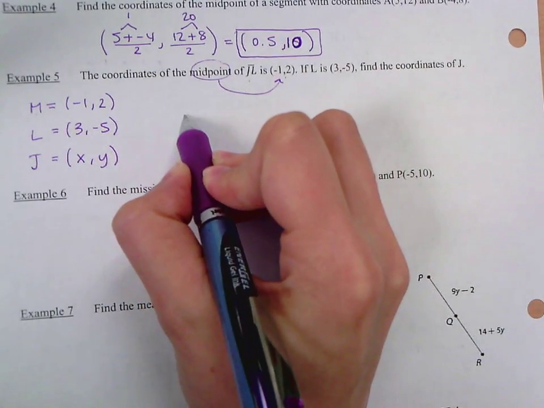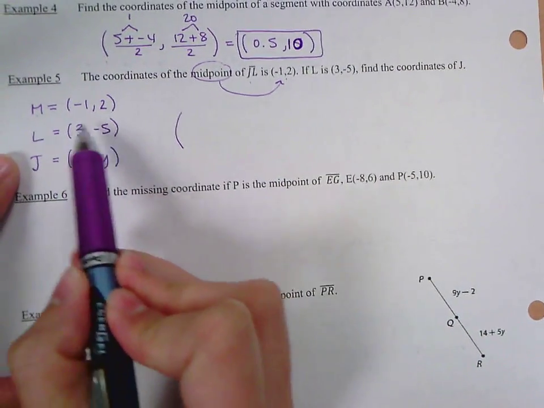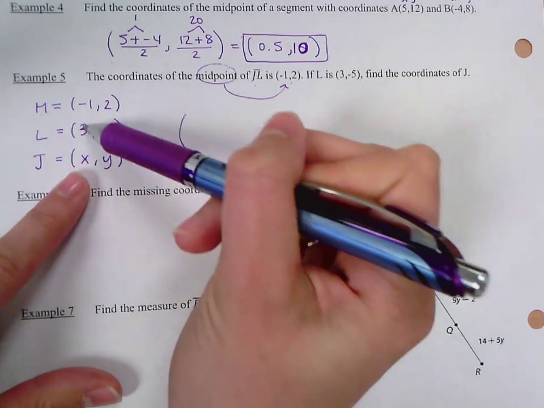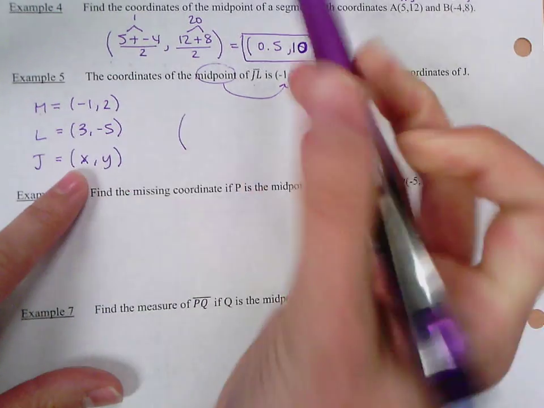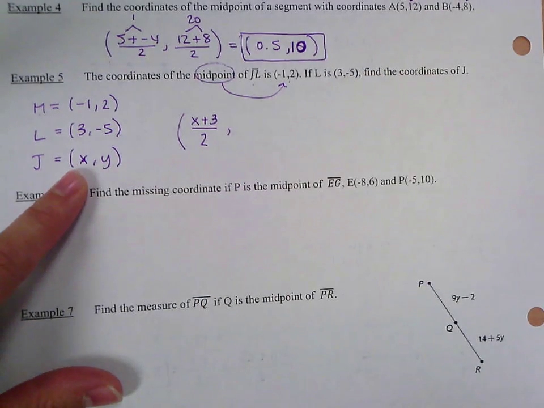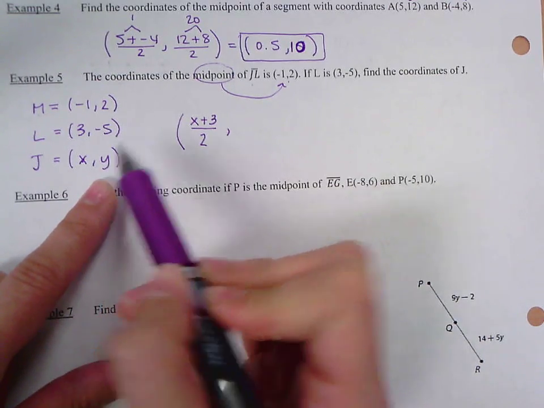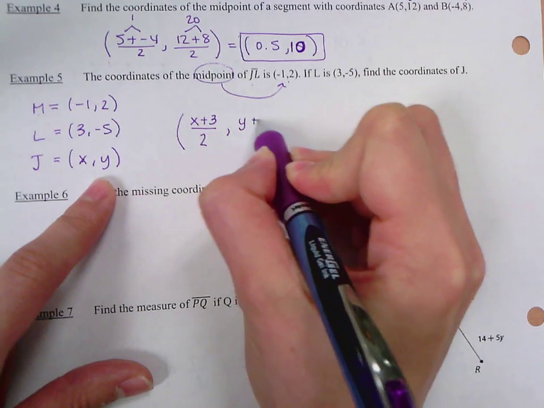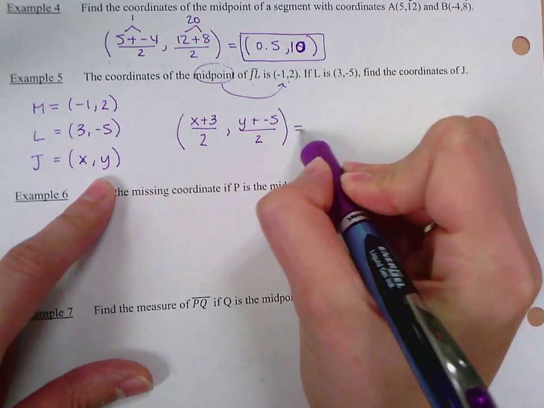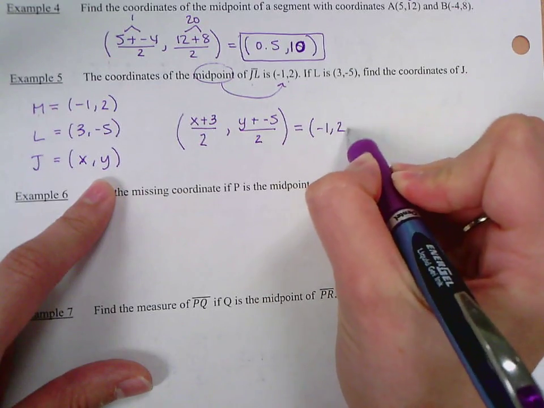So if I were to set up an equation for my midpoint here, these are my two endpoints. To find my midpoint, I would take the two x values and add them together and divide by 2. So I would have x plus 3 all divided by 2. And then same thing for my y coordinates. I would add them together and divide by 2. So I would have y plus -5 all divided by 2. And then that would equal my midpoint. And I know what my midpoint is. My midpoint is (-1, 2).